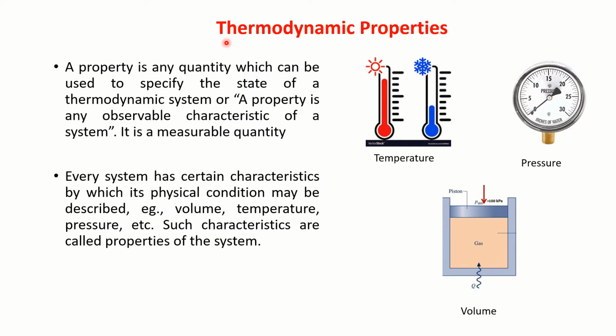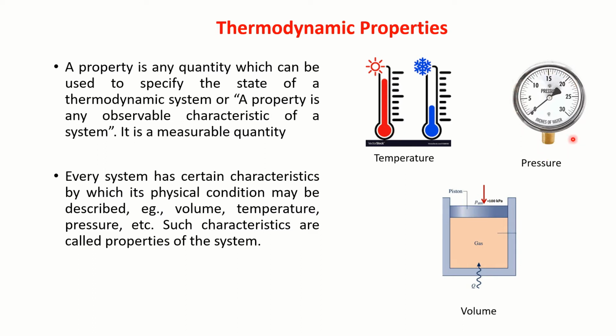First, let us understand the meaning of thermodynamic properties. So, what is a property of a system? A property is any quantity which can be used to specify the state of a thermodynamic system, or a property is any observable characteristic of a system. That means it is a measurable quantity. For example, temperature of a fluid can be measured. So, temperature is a property of a system.